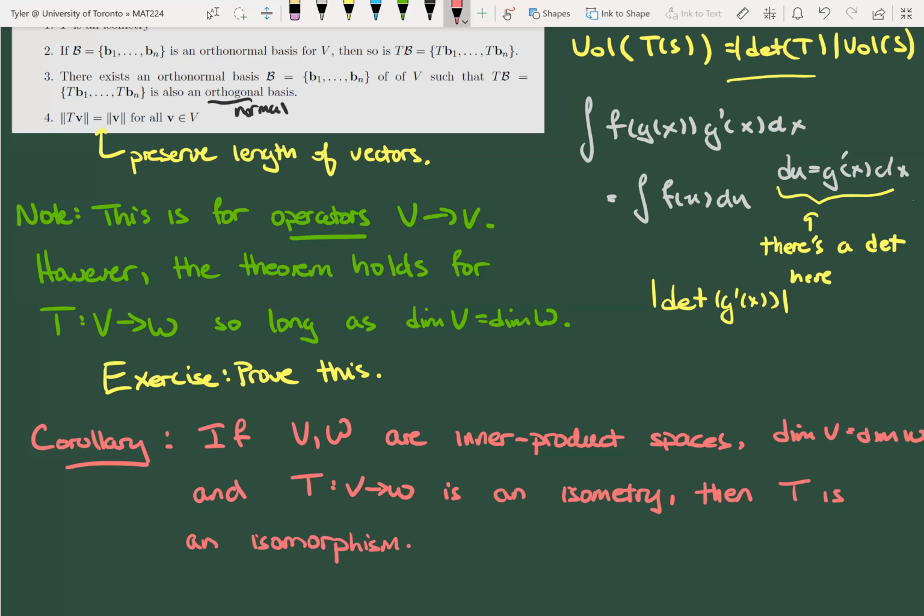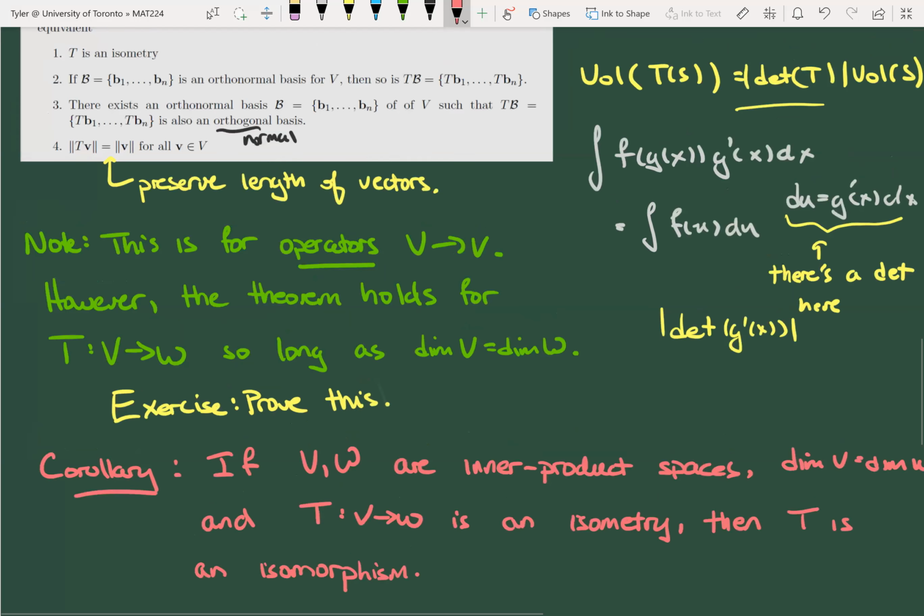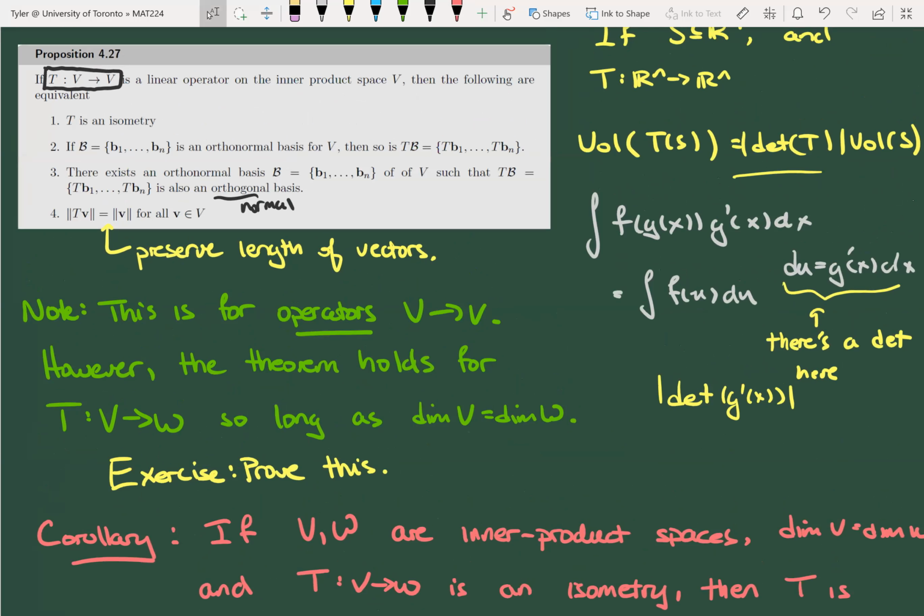And the proof of this fact, the reason why it's a corollary, is just 427, number 2 here, right? If you have an orthonormal basis, it maps to an orthonormal basis. And that, minus the orthonormal part, is precisely what it means to be an isomorphism, right? Isomorphisms map bases to bases. So an isometry is going to map an orthonormal basis to an orthonormal basis, but in particular a basis. So it must be an isomorphism.